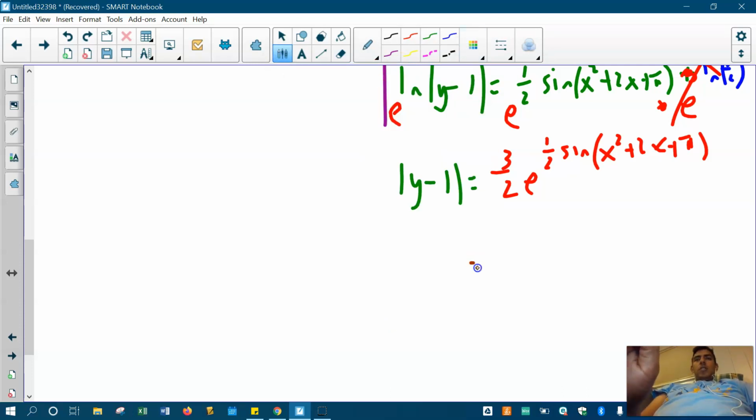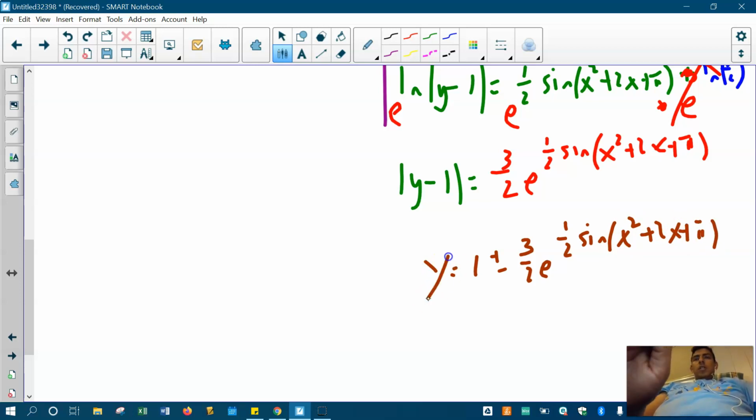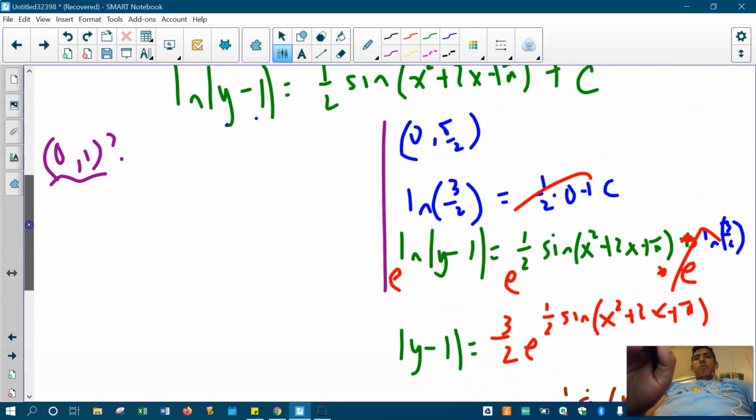Okay, so now equals plus and minus. Let's add the 1 over there just to get everything in one step here, because this turned into a long video. 1 plus or minus 3 halves e to the 1/2 sine of x squared plus 2x plus pi equals y. And now let's see what point it is.